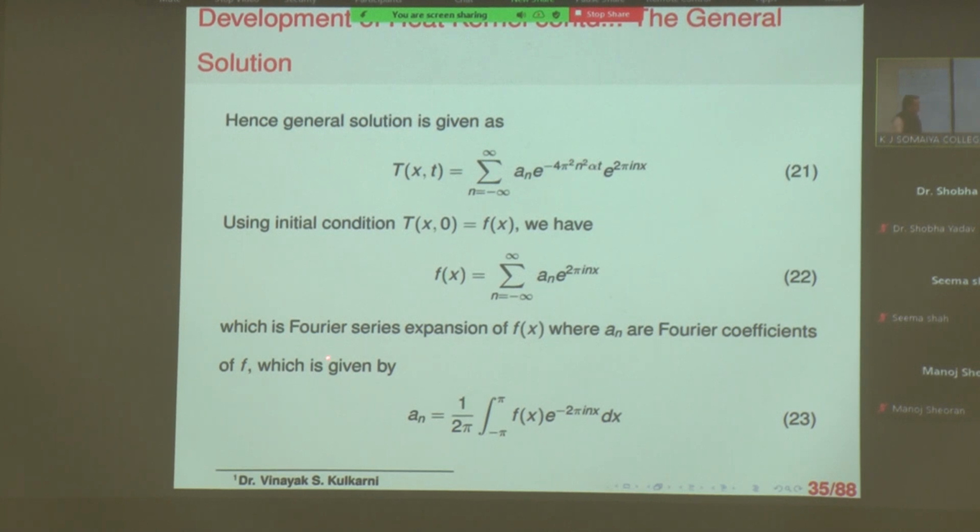Okay, now basically our aim is to find the value of the coefficient a_n. So a_n can be obtained like yesterday, what we did.